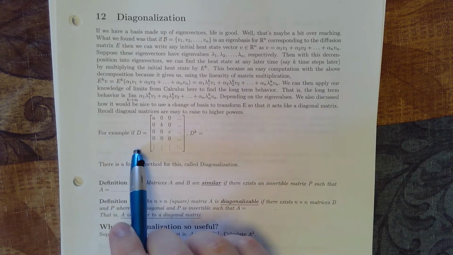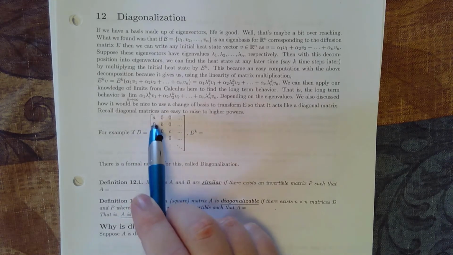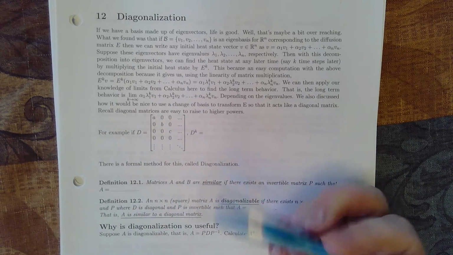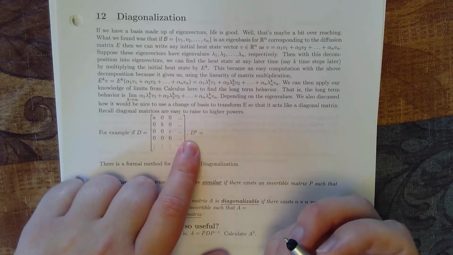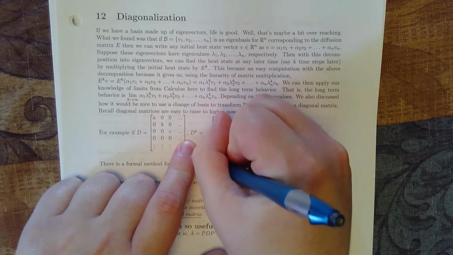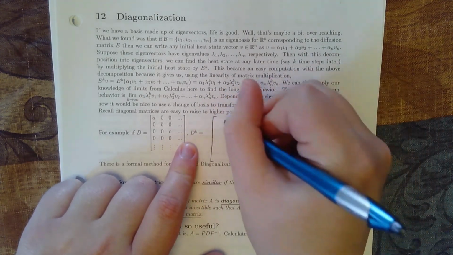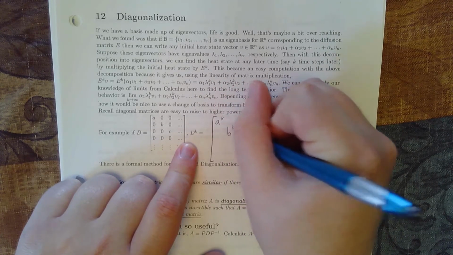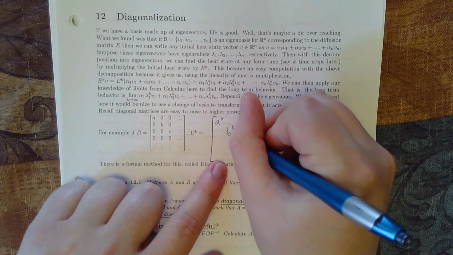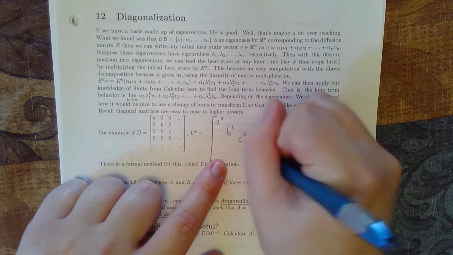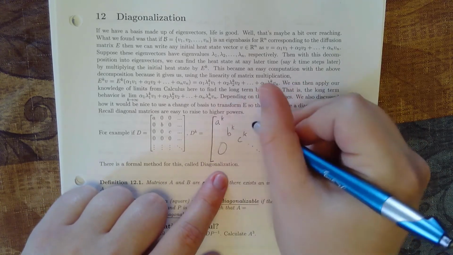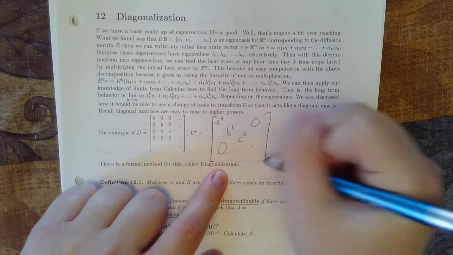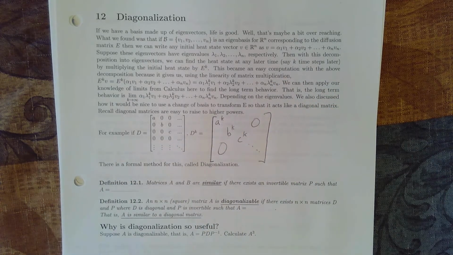If we have a matrix D, which is diagonal, which only has non-zero values along the diagonal, and we raise D to some power, this is going to be the same as just taking each of those entries along the diagonal and raising them to that power. You can try this yourself with a couple of diagonal matrices, and we'll just continue to have zeros above and below that main diagonal.